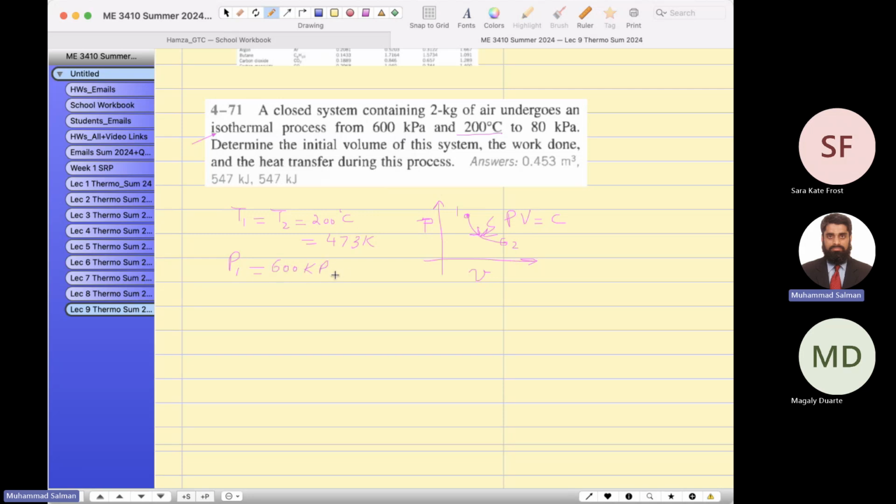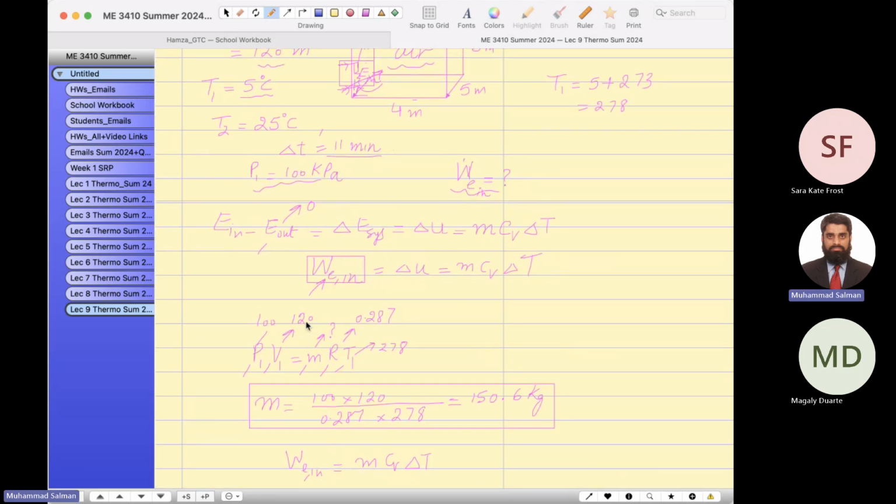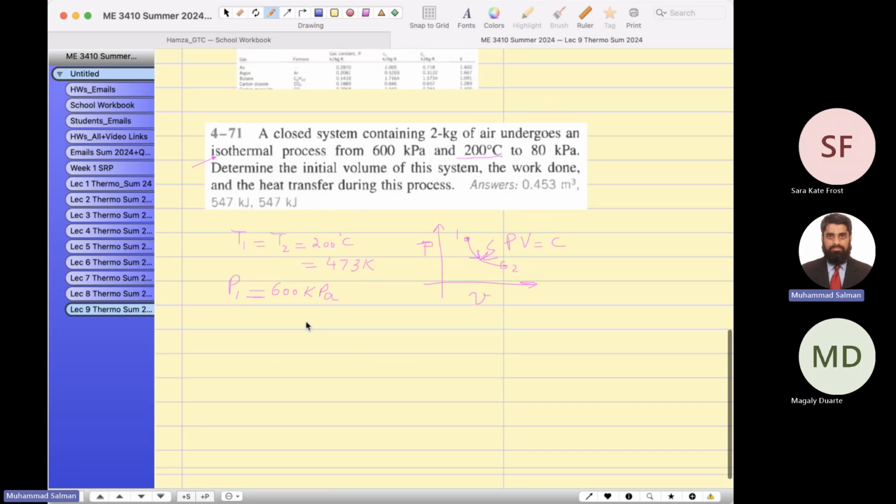Okay, now let us write down the data given to us: 600 kilopascal. I encourage you to follow the same procedure. First, write down all the information provided in the question, and then start writing down the equations, for example the first law equation and the equation of perfect gas, and use them to find the unknowns. So if the final pressure is 80 kilopascals, we have to determine the initial volume of this system.